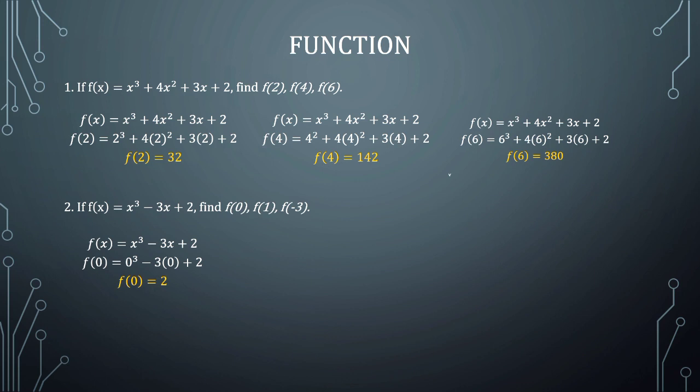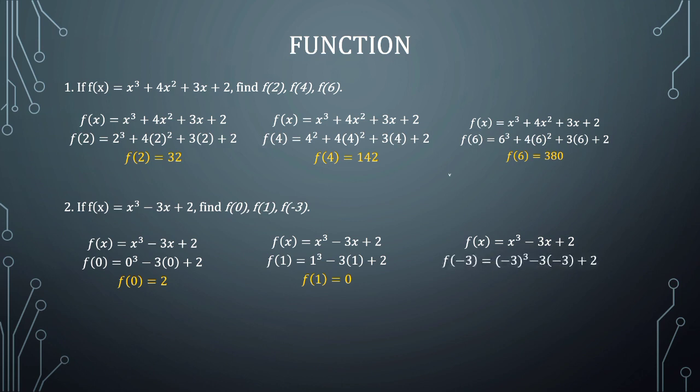Then for solving f of 1, substitute. f of 1 equals 1 cubed minus 3 times 1 plus 2. Solving all of this, we get f of 1 is equal to 0. Then lastly, to find f of negative 3, substitute the value of negative 3 into the equation, wherein x is equal to negative 3. So f of negative 3 is equal to negative 3 cubed minus 3 times negative 3 plus 2. So the answer would be f of negative 3 is equal to negative 16.